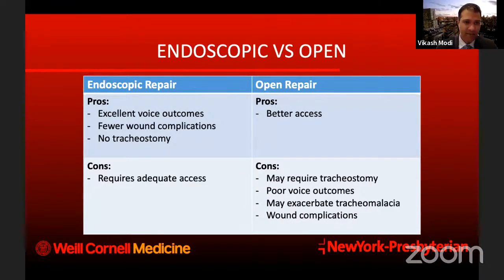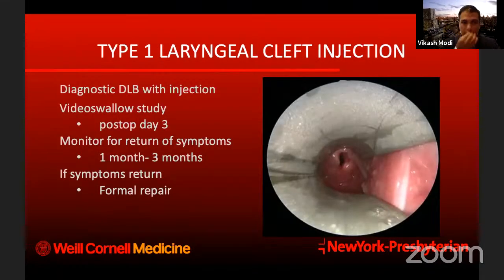So endoscopic repair: excellent voice quality, fewer wound complications, no tracheostomy. The con is it requires adequate access. The open repair has better access, but you may require a trach. These kids will have poor voice outcomes because they oftentimes will need a laryngeal fissure. It may make tracheomalacia worse, because these kids will have tracheomalacia, and you can have some wound complications.